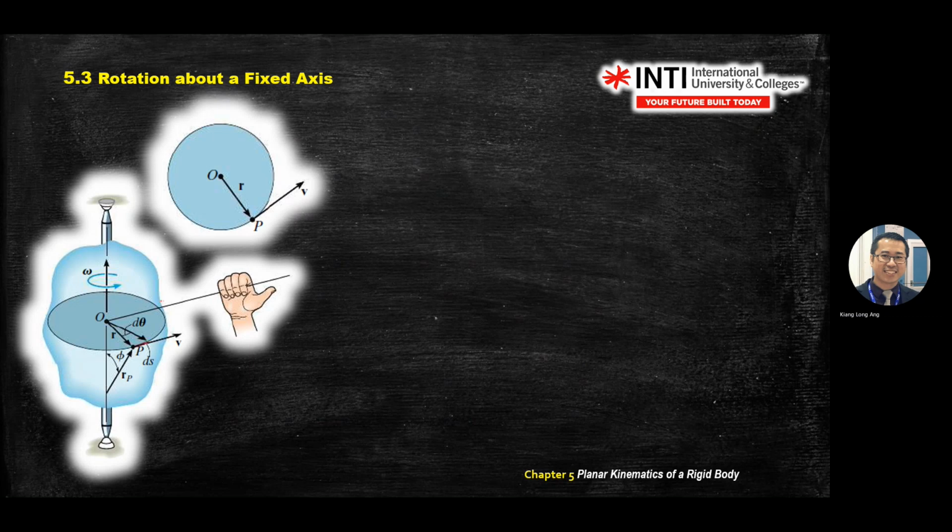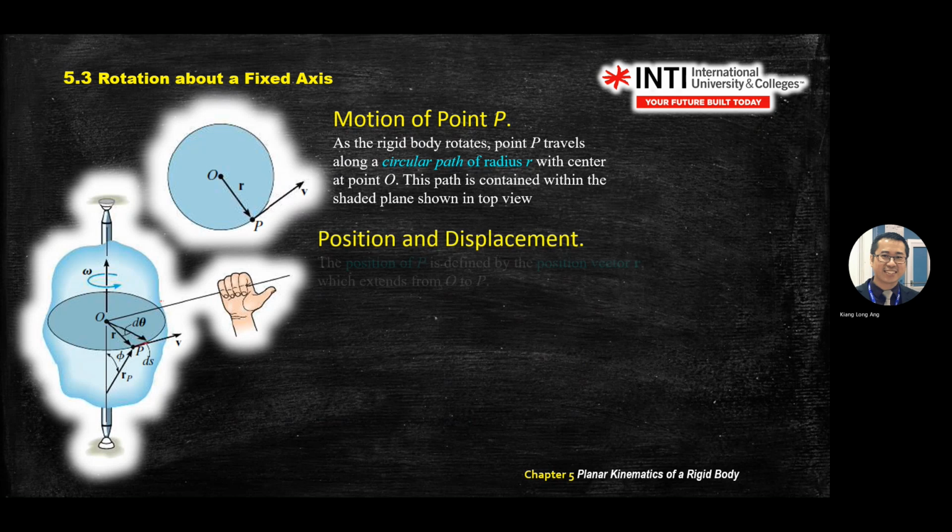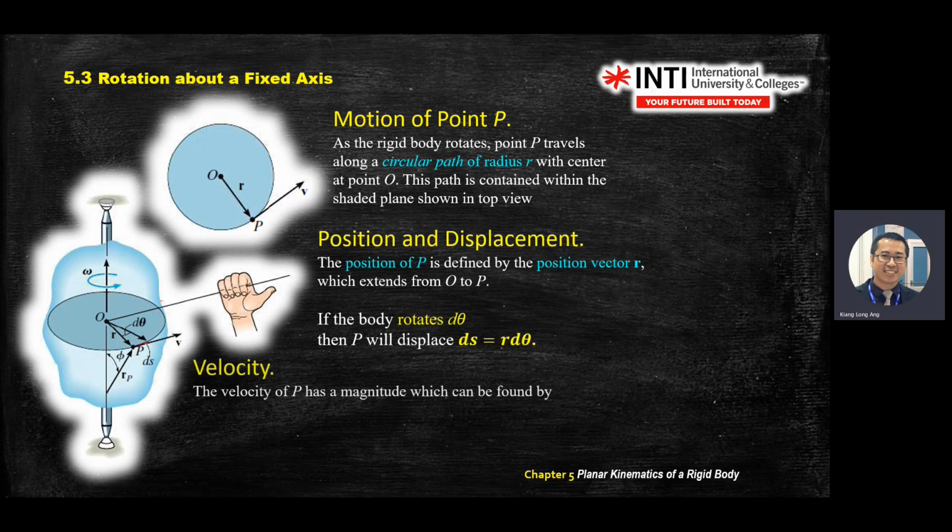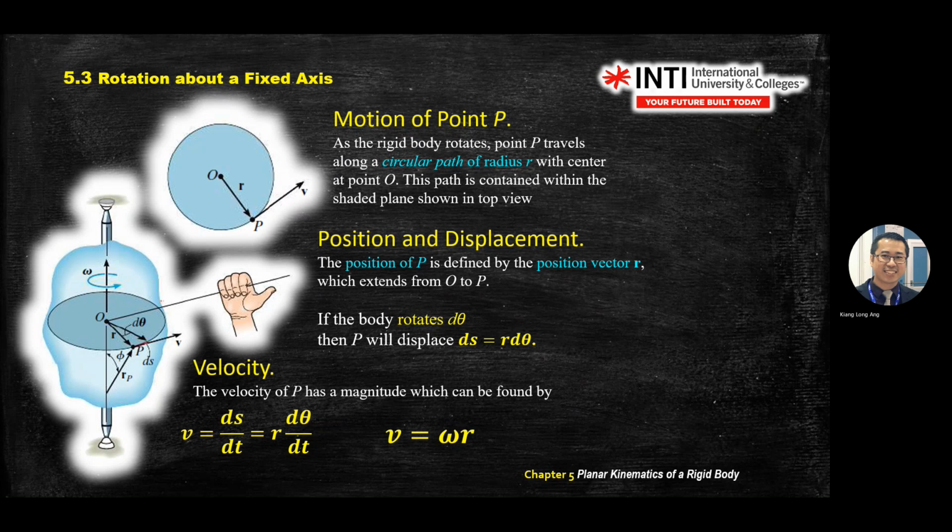Now, same diagram, we modify a little bit. We add more parameters to the same diagram that you see. The rest you read on this slide. It just tells you what happened to that point. The rest is more on derivation. You know velocity equal to ds over dt. Right? You know that v is the change of position, the derivative with time.